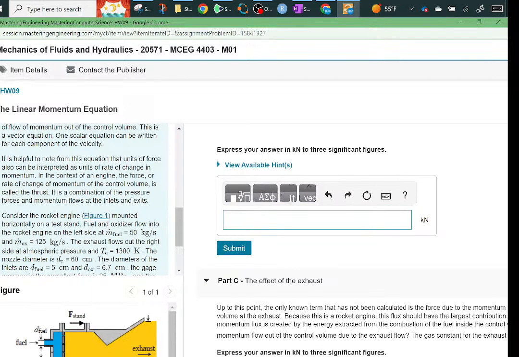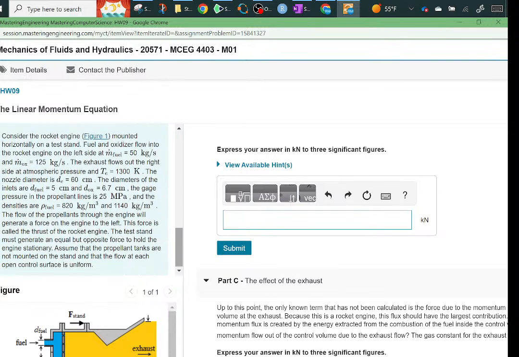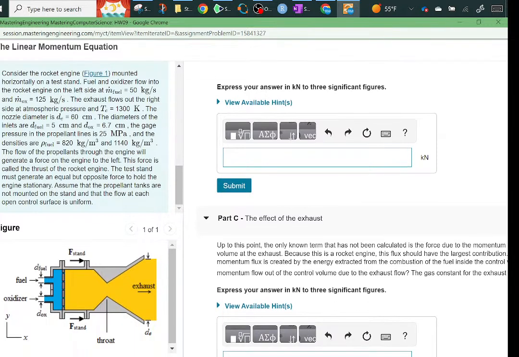Okay, let's see. Consider a rocket mounted with fluid and oxygen flowing to the rocket engine on the left side. Okay, that's the fuel. That's the oxygen. Pretty high ratio there. The exhaust flows out to the right, standard atmospheric pressure, and temperature is that. Moderately hot. The nozzle diameter is that. The diameters of the inlet are this and that, and the gauge pressure at the propellant lines. Where's the propellant line? Okay. The gauge pressure in the propellant lines, I'm guessing it has to be both of these lines. And the densities are that and that.